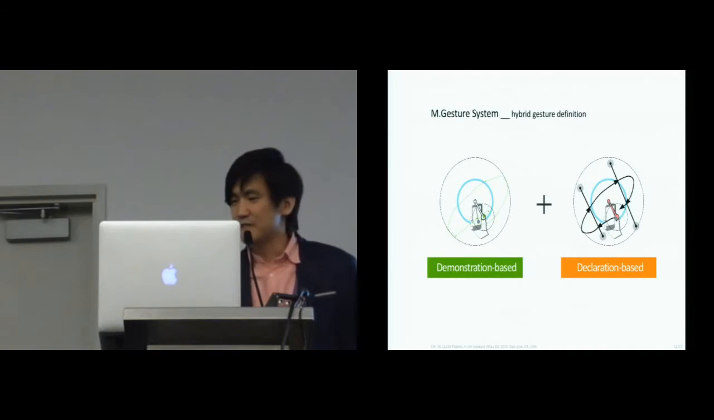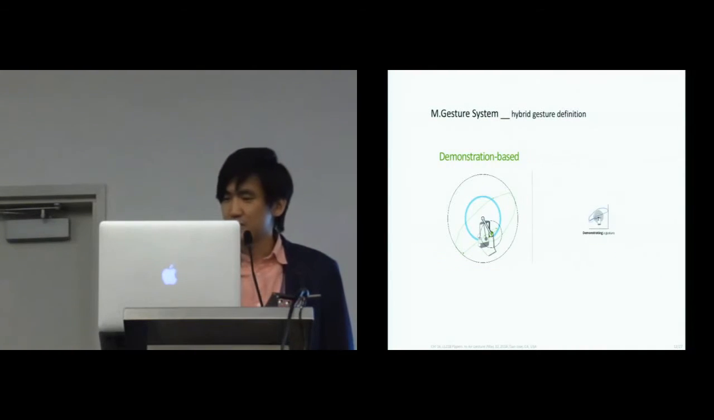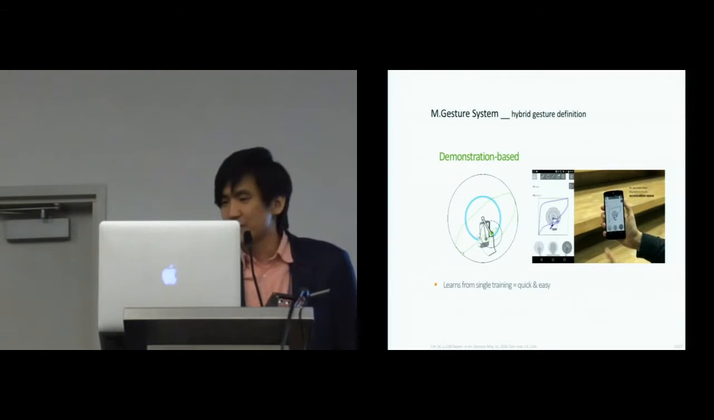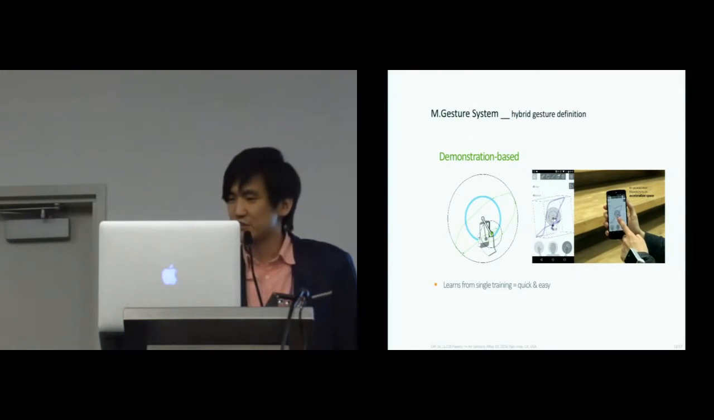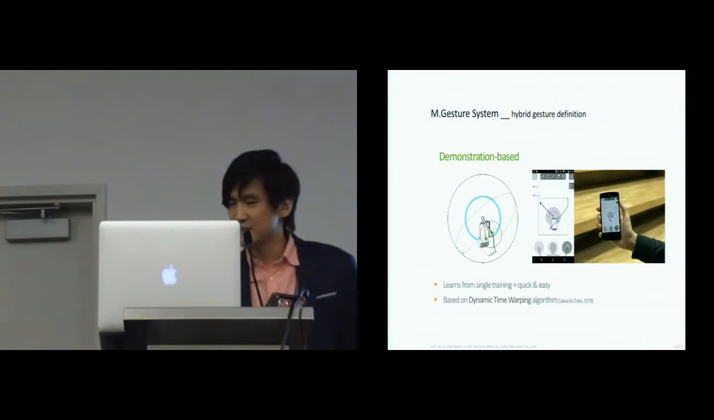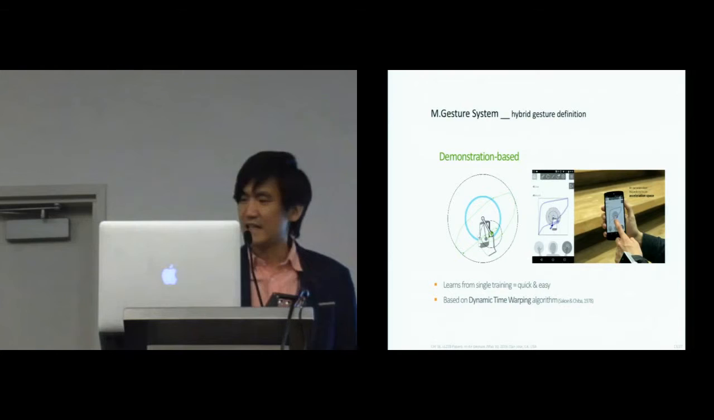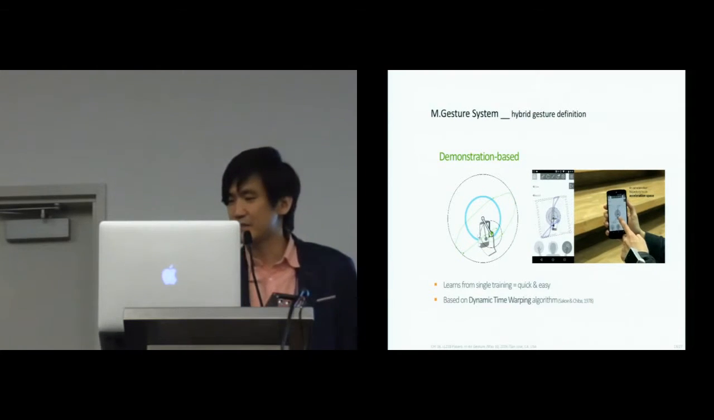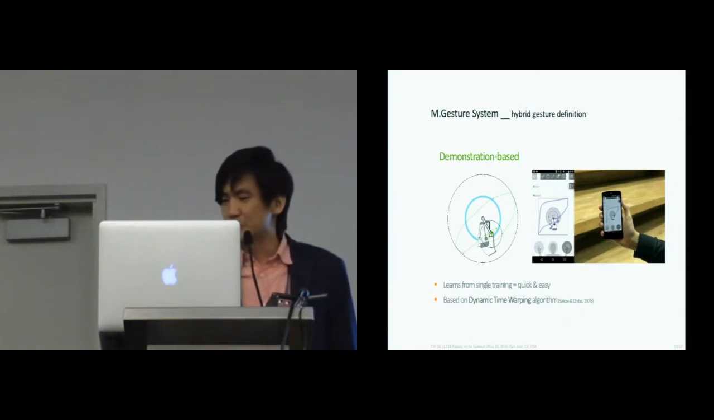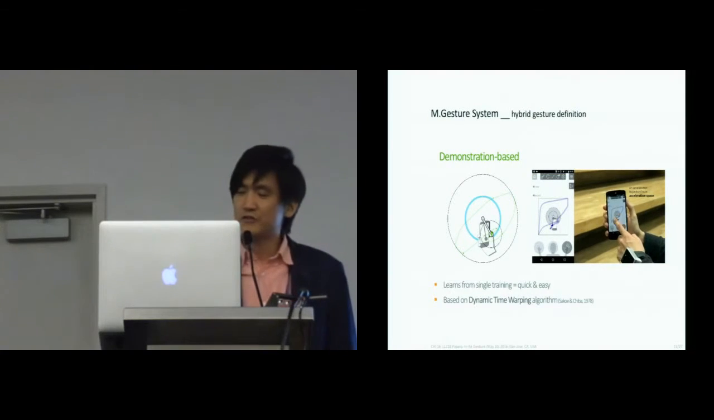A gesture is defined by demonstration and declaration. In terms of demonstration, a user can quickly and easily define a gesture with a single demonstration. It calculates the distances between the input trajectory and the defined trajectory by the dynamic time warping algorithm. Dynamic time warping is one of the most common algorithms for comparing two trajectories.